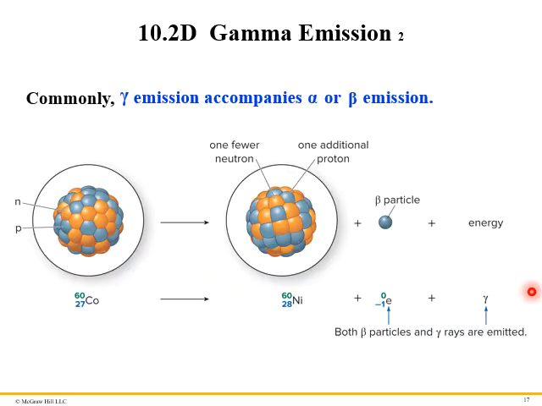It's very common for a gamma emission to accompany an alpha or a beta emission, which brings me to this very important point, in that in many cases these processes don't really happen in isolation. They happen as a combination of processes, so you may or may not see more than one thing happening at the same time in a nuclear reaction.